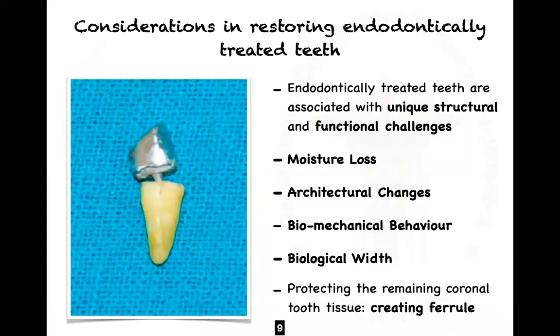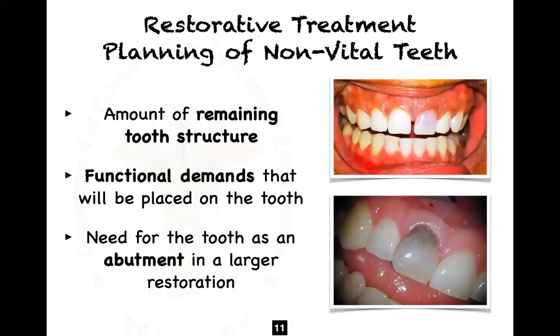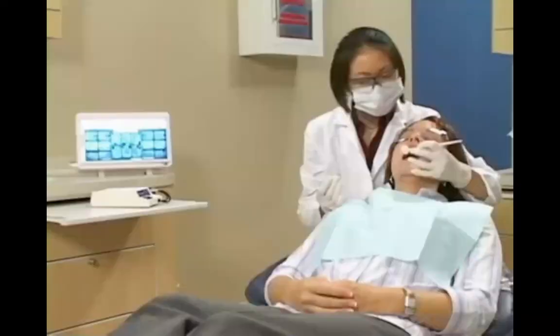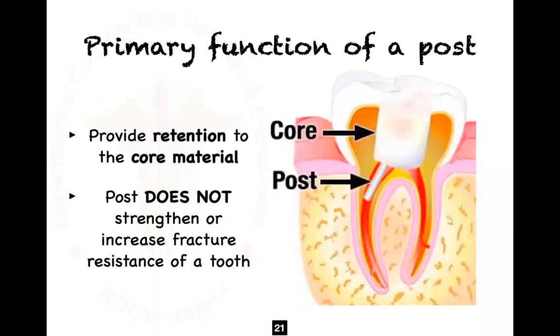Then क्या होता है, एंडोडोंटिकली ट्रीटेड टीथ में कुछ फैक्टर्स ध्यान रखने होते हैं, right? These were the factors. The most important one is creating ferrule. What is a ferrule? The dimensions I'll get you in the next class. Okay, the class is about to end. We have some more interesting things coming up.